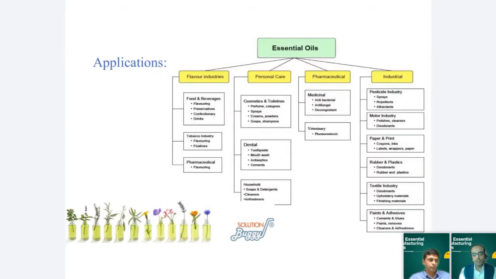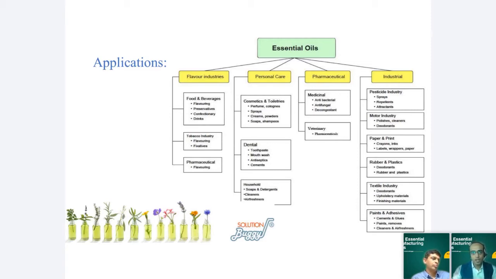So where are essential oils used? Essential oils are used in the flavor industries, where in the food and beverage industry they can be used as a flavoring agent and preservative agent. They can be used in the tobacco industry as a flavoring, and in the pharmaceutical industry to flavor oral drugs or liquid syrups. In personal care, it is used in the perfumery industry. It is used in cosmetic products. It is mainly used in dental products like toothpaste and mouth fresheners. It is also used in our regular household products.